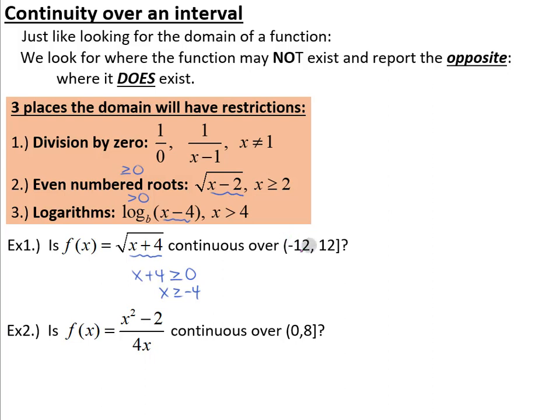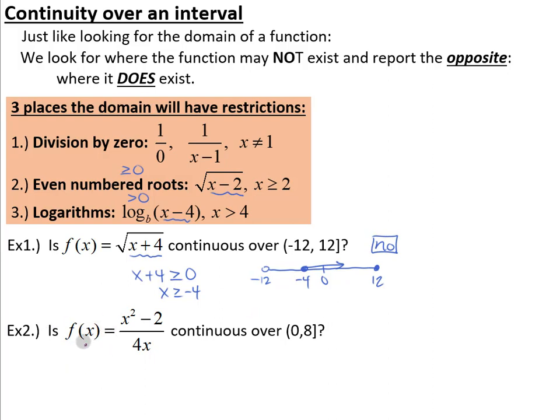Well, if I look at my interval, from negative 12, not included, so open dot, all the way to positive 12, included, do we have any values that don't qualify? Yeah, we do. It has to be greater than or equal to negative 4, so kind of here and on. So we do have some values here where my function is undefined. So would it be continuous over this interval? No.